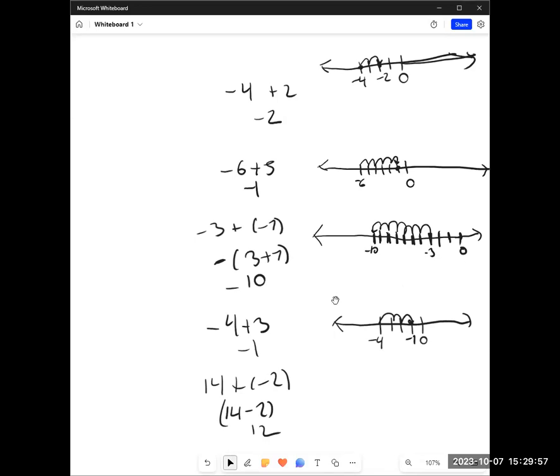All right. That's it for addition. We're going to come back and subtract next time, and subtraction is going to be very similar to this. We're just going to say that subtraction is addition of the opposite, and we're going to turn it into an addition problem and go from there.